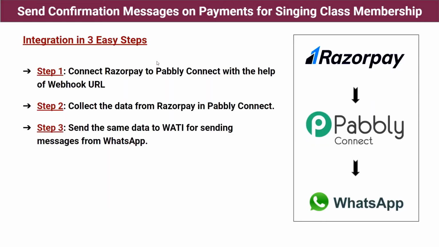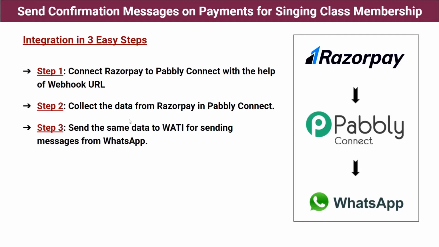Okay guys, so these are the steps I followed. Step 1 is connect Razorpay to Pabbly Connect with the help of webhook URL. First we need to log into Pabbly Connect and then connect Razorpay with Pabbly Connect with the help of webhook URL. A webhook URL is basically an address provided by Pabbly Connect. We need to copy it from here and paste it into Razorpay. So this way our Razorpay account will get connected to Pabbly Connect.